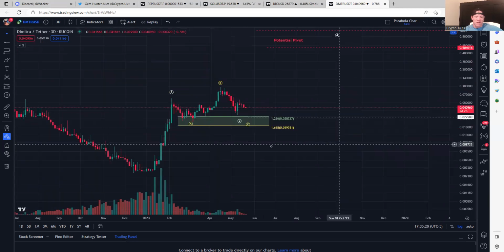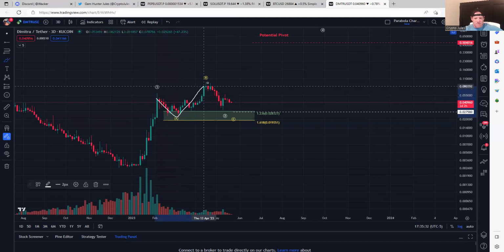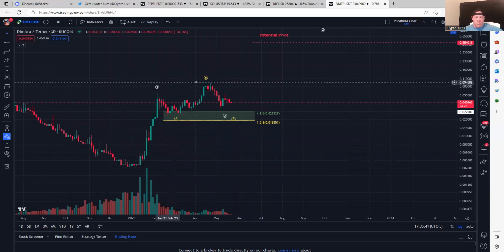So from an Elliott Wave standpoint, what we have here is a one wave impulse with a potential flat corrective structure being this A, B, C here. So this A, B, and then possibly a C, and then a new impulsive structure up from there. So ultimately, that's what we're looking for.